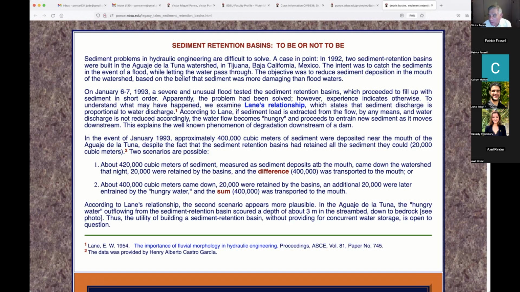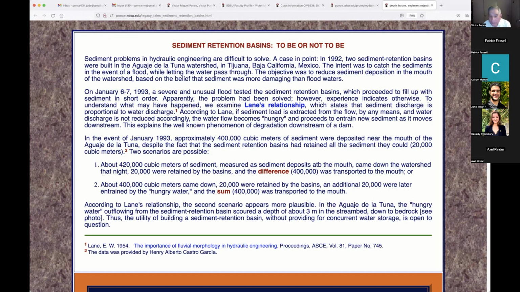That's one way of looking at it, because 400,000 were transported to the mouth. That has been measured. 20,000 were retained in the two dams. So that has been measured too, by the way. The volume is easily measured. So the first conclusion would be, which is wrong, by the way, that 420,000 came down, 20,000 were retained, and 400,000 showed up at the end.